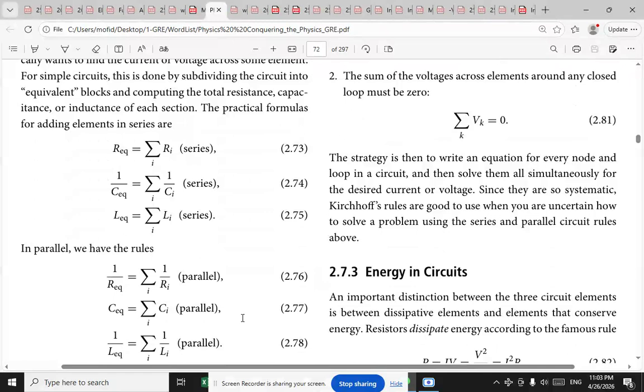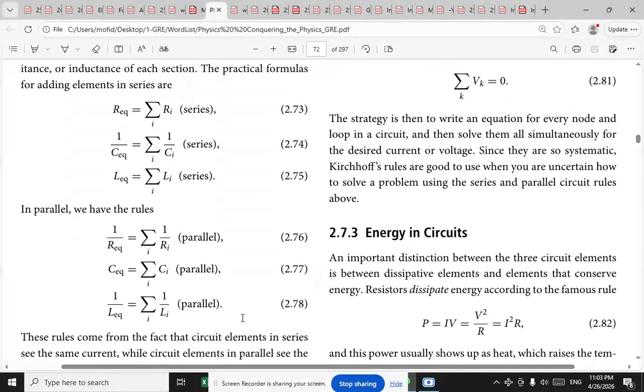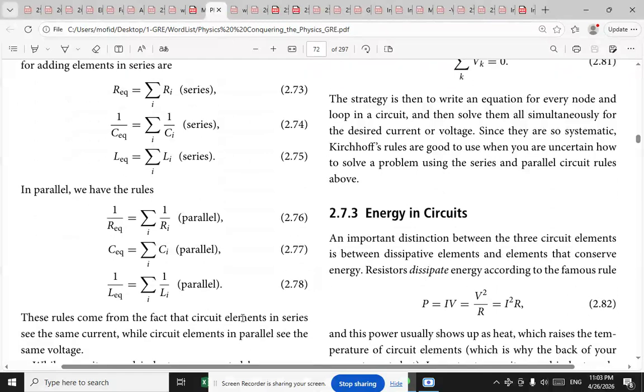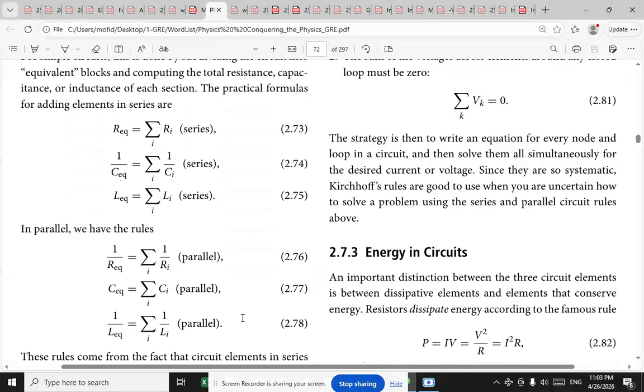In parallel, we have the rules completely inverted from the series. When we add these elements in parallel, it is completely inverse from the series. For example, in series for resistance, we have a direct sum of all of the resistances, but for capacitance it is inverse. You see that here is completely different.